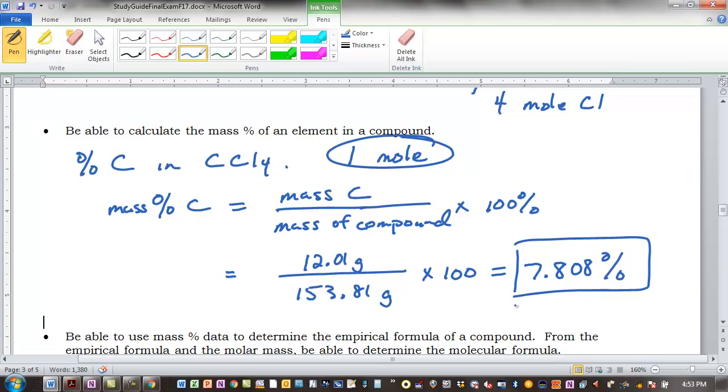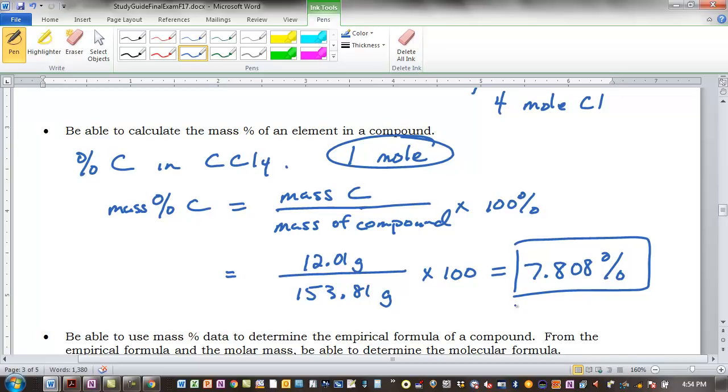Okay, so that's the percent carbon by mass. Most of the mass of that compound is due to chlorine. Looks like over 92% of the mass. So that's mass percent. Pretty easy. It's just a fraction, part divided by the whole. The part you're interested in divided by the whole mass. Now we're going to use that in the next step to determine an empirical formula.